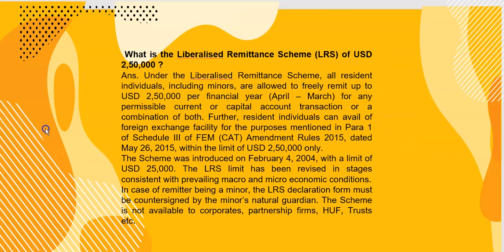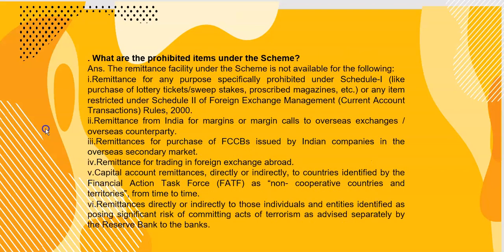So what is the liberalized LRS scheme of US $250,000? Earlier it was $25,000, which has been increased to $250,000 per financial year, that is from April to March, right? So we shall discuss that only individuals can remit funds. This scheme is not available to corporates, companies, partnership firms, LLPs, OPCs, HUFs, trusts. So entities cannot avail this facility. Only individuals, including minors, can avail this, right?